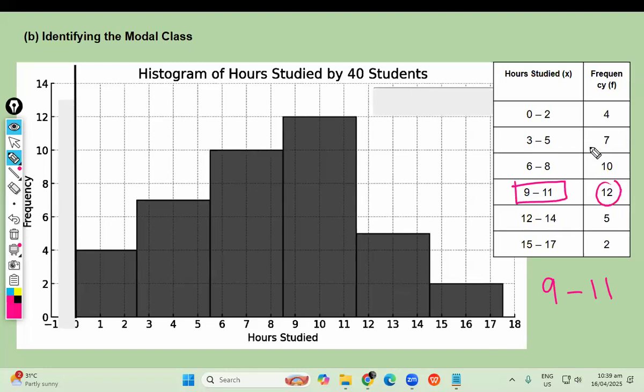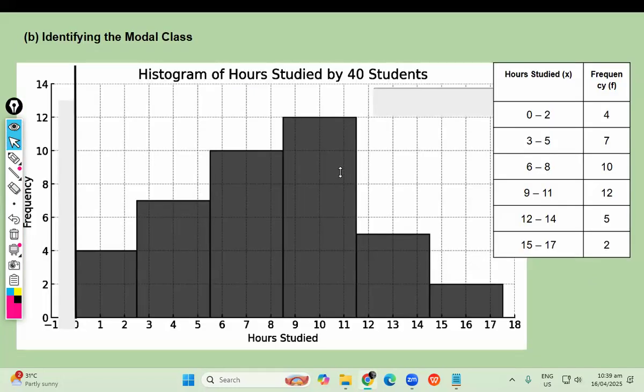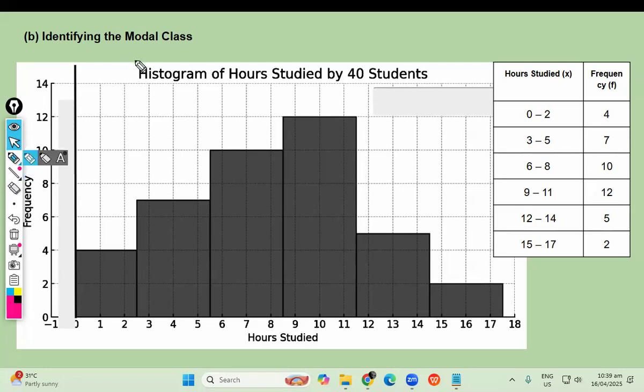Right. Let's move on. What's the next part? Part C. By the way, I just want to point out something. I know I didn't ask this. If instead of finding the modal class, they ask us to identify the mode, they just said mode and not modal class. How would you find the actual mode?